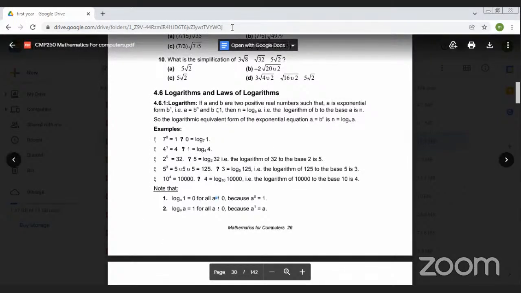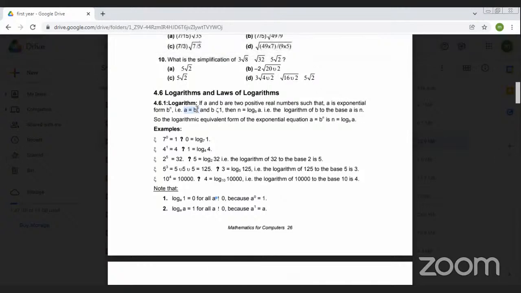Now after this you're having logarithms and laws of logarithm. Till 12th, we had logarithms. There we studied that logarithm is in terms of log power. When do we consider it as a log power? When you're having a is equal to b to the power n, and b shouldn't be equal to 1. If b is equal to 1, then log 1 is 0. So keep this in mind.